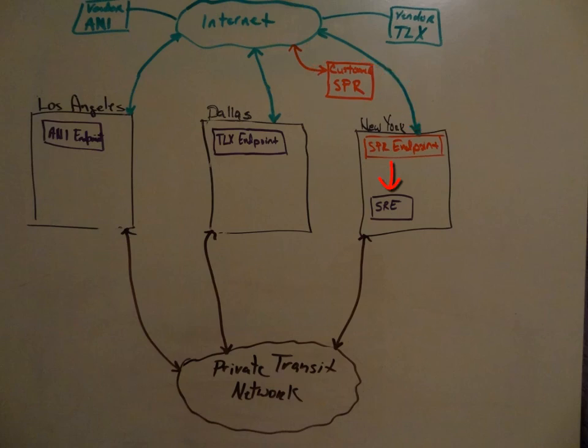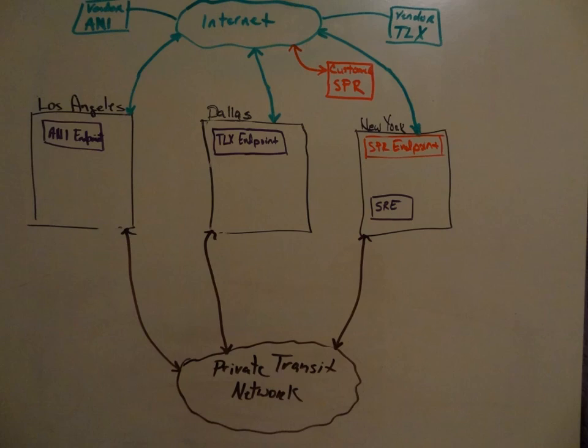In our test call, ANI and TLX are the 2 vendors of choice. So the call would then route out to ANI, the first vendor, where it would cross the private transit network into the Los Angeles POP. From there, it would exit that POP over the internet connection destined for the vendor ANI. Okay, I think that's pretty standard stuff.